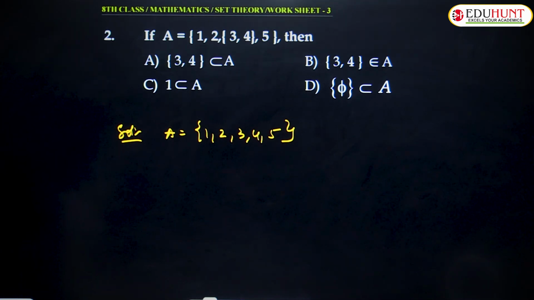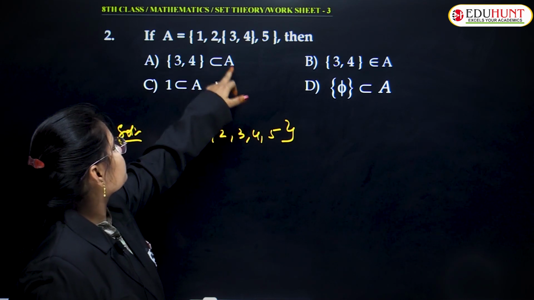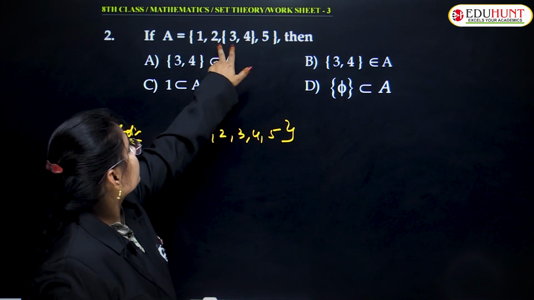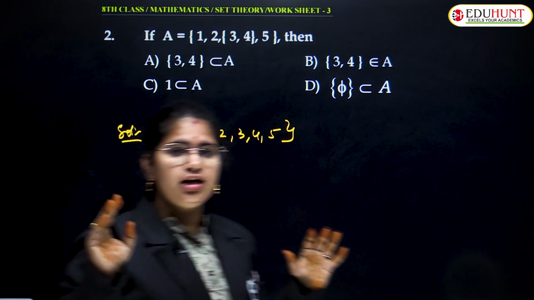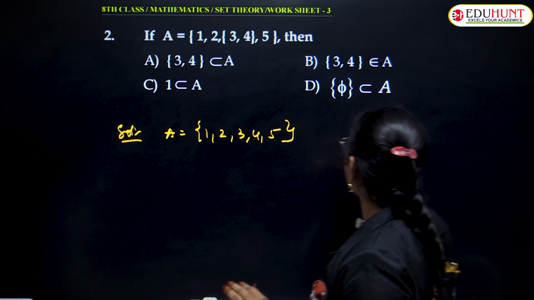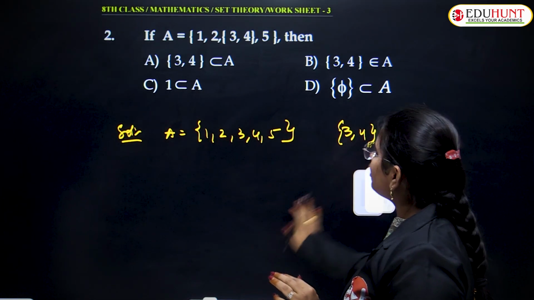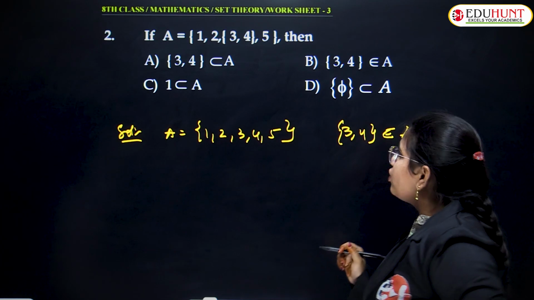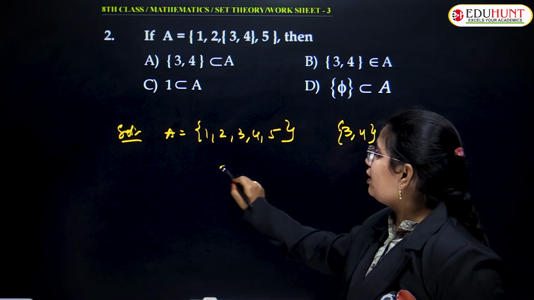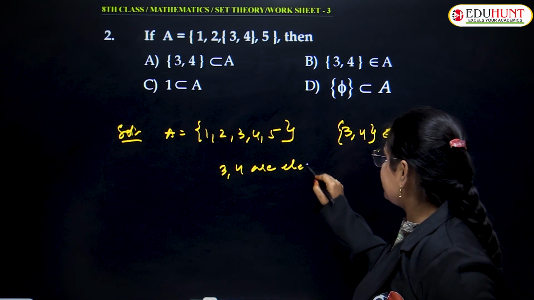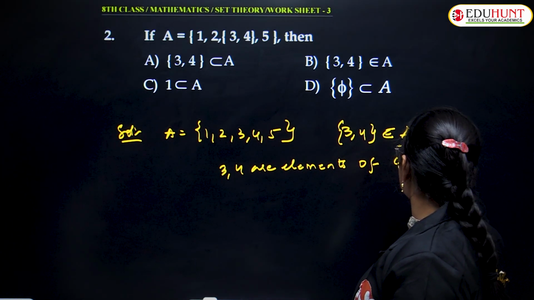Let us discuss from the first. First one is {3, 4} is a subset of A. Whatever is mentioned here, 3 and 4, both are elements. I told you whenever an element is belonging to the set A, you should write it as belongs to. These are not subsets. If you have another set, then you mention it as a subset. So 3 and 4 are elements of the given set A.